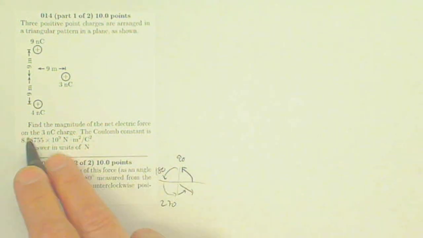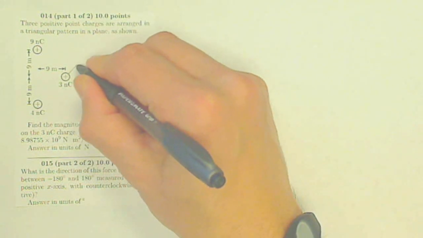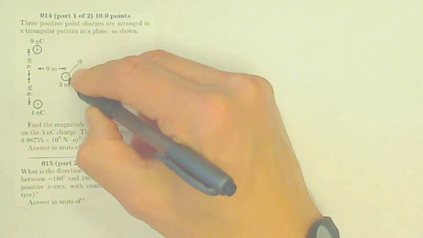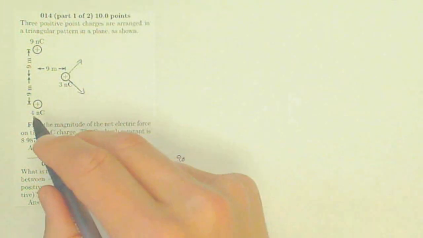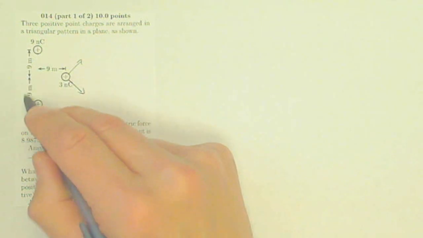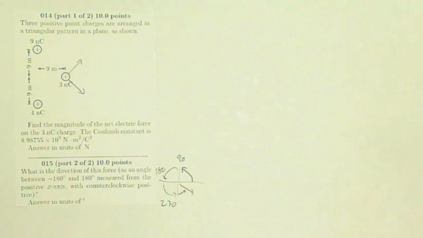So find the magnitude of the force on this charge. Well, this is a positive, this is a positive. It's going to give a force that way. This is a positive, this is a positive. It's going to give a force that way. Since this is a 4 and this is a 9, the distances here are the same, but these are different. So these forces are going to be completely different.